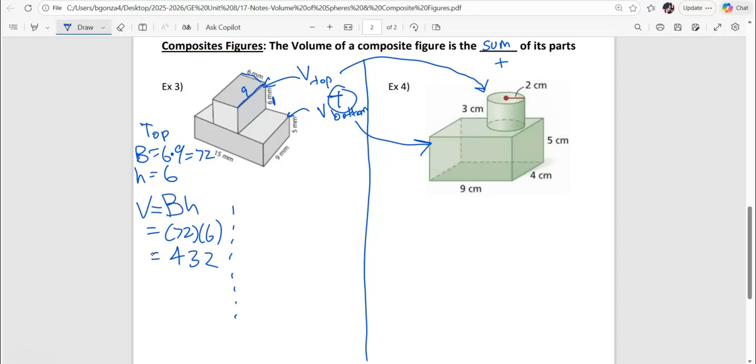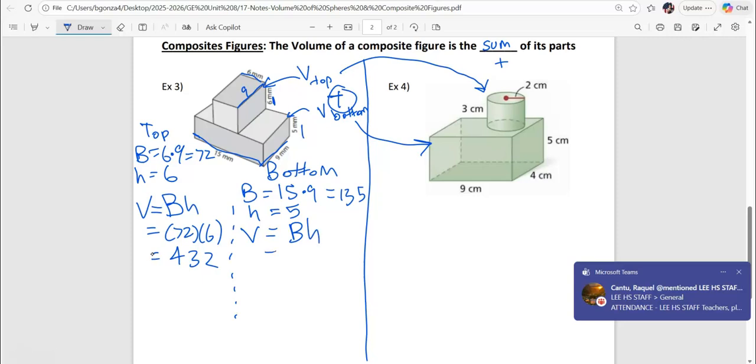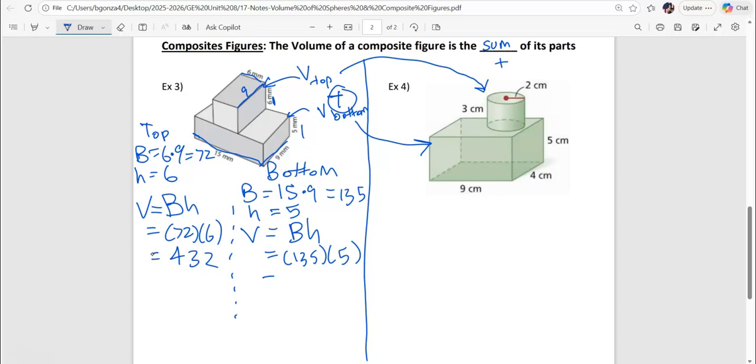Now, what about the bottom over here? Same thing. It's a prism. Area of the base down here, if it's a 15 by 9, 15 times 9 is 135. The height of the bottom is 5. Okay, so volume equals big B H, 135 times 5. What is 135 times 5? 675.